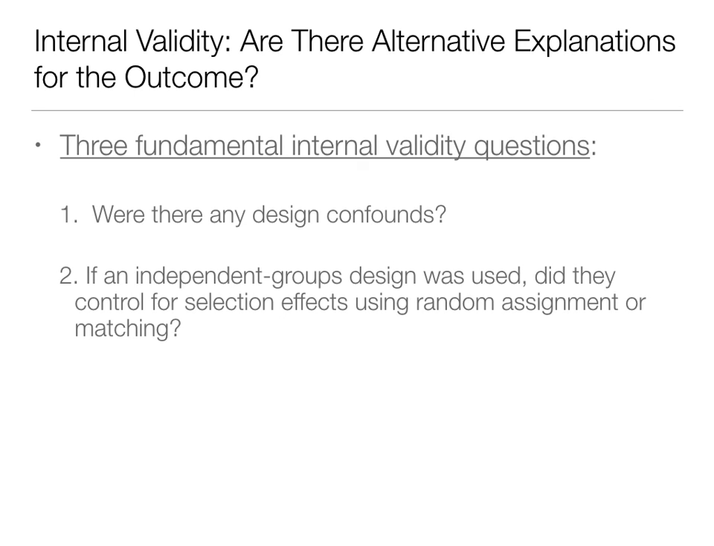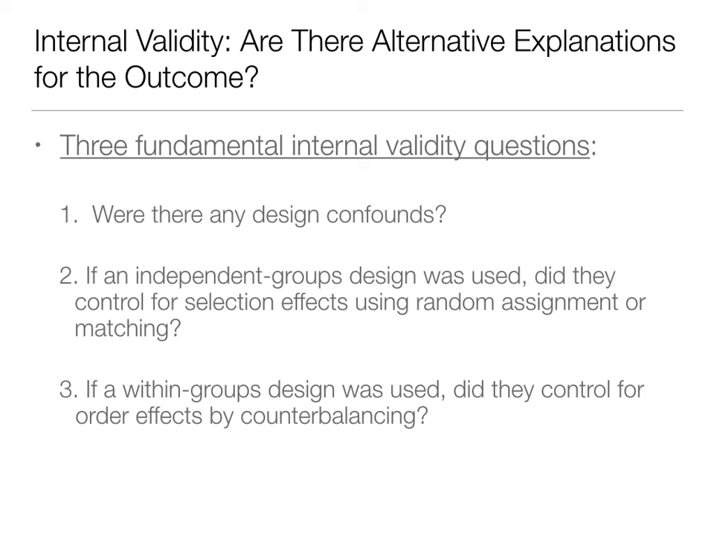We also need to decide if an independent group test was used, that is, a between subjects design. Did they control for selection effects using random assignment? Did we randomly assign the groups or did we match the groups so that we had, again, an equal chance of being in group A versus group B, being in the control group versus the experimental group, so that we really controlled for any of those subject effects?